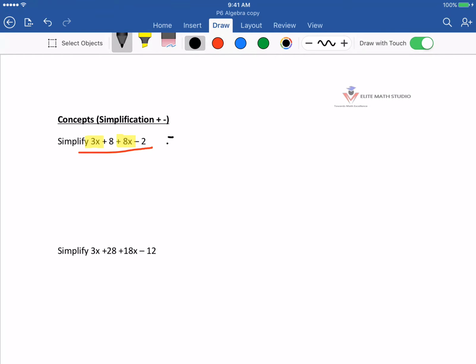3x plus 8x is actually equal to 11x. Next step, we group all the constants up together, which is positive 8 minus 2. What's positive 8 minus 2? It's actually equal to positive 6. Okay? Simple enough. Let's try another example.